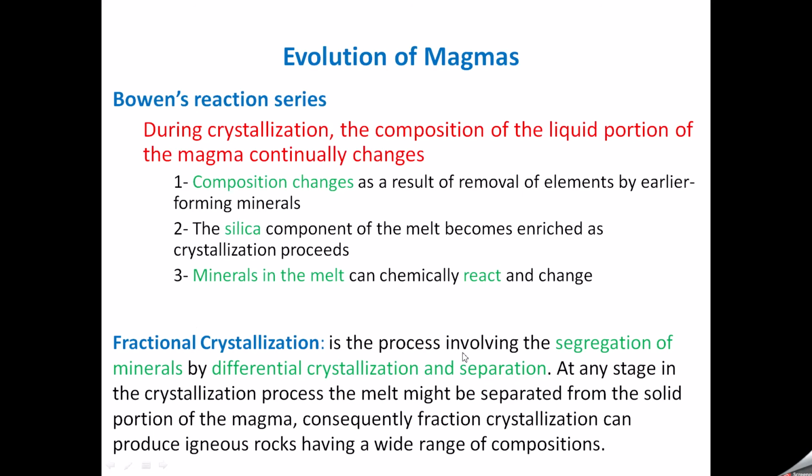Fractional crystallization is a process involving the segregation of minerals by differential crystallization and separation. So we have two things here, differential crystallization and separation of the melt, which is the magma. At any stage in the crystallization process, the melt might be separated from the solid portion, the minerals that crystallize. So the magma can be separated from the crystals. Consequently, fractional crystallization can produce igneous rocks having a wide range of compositions.